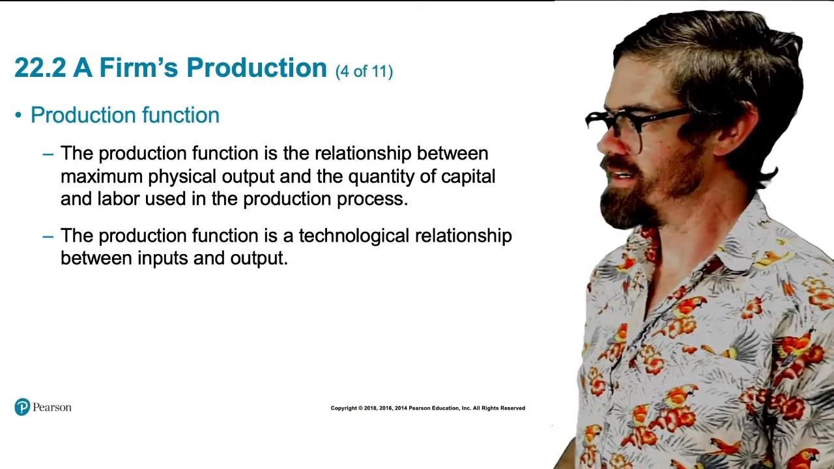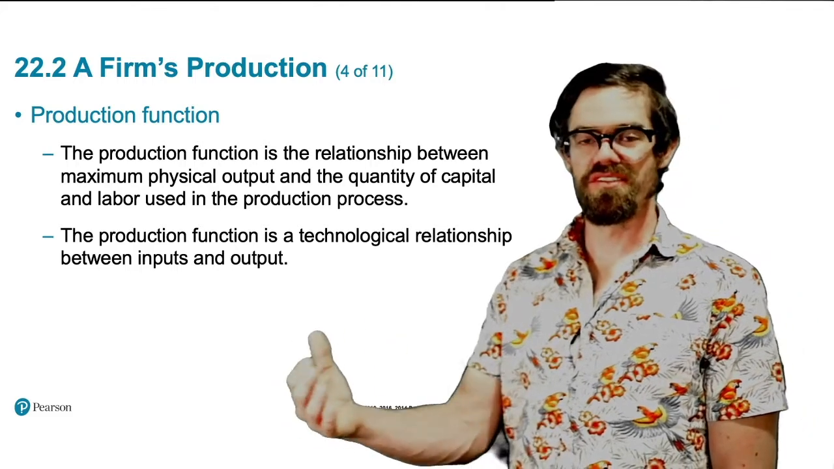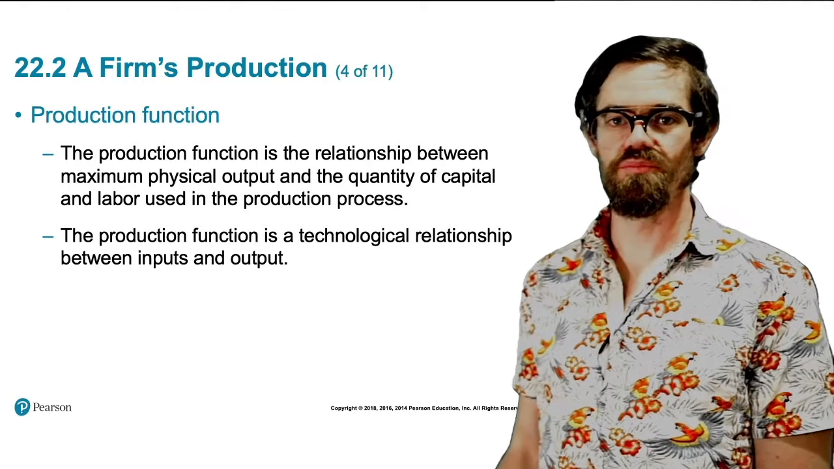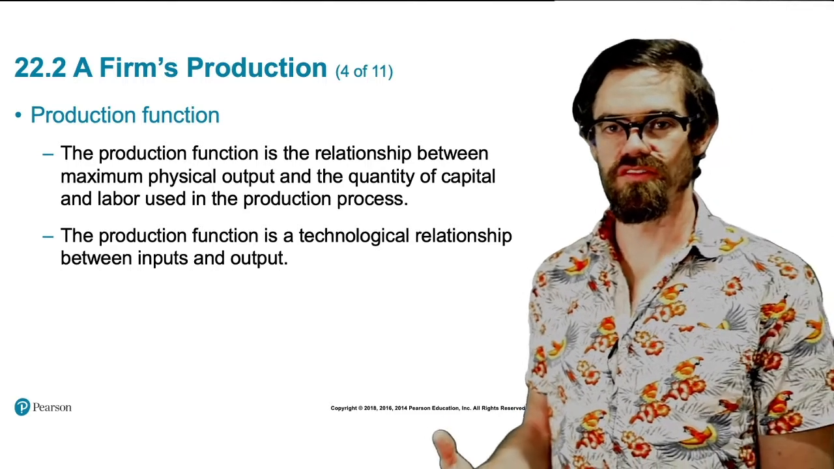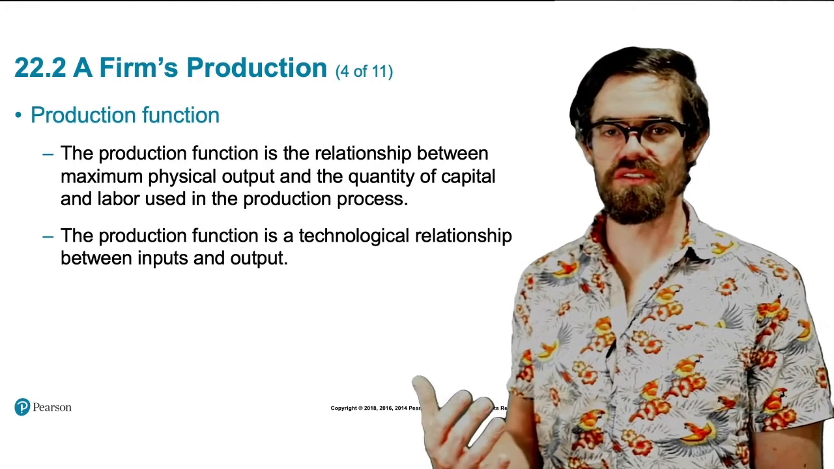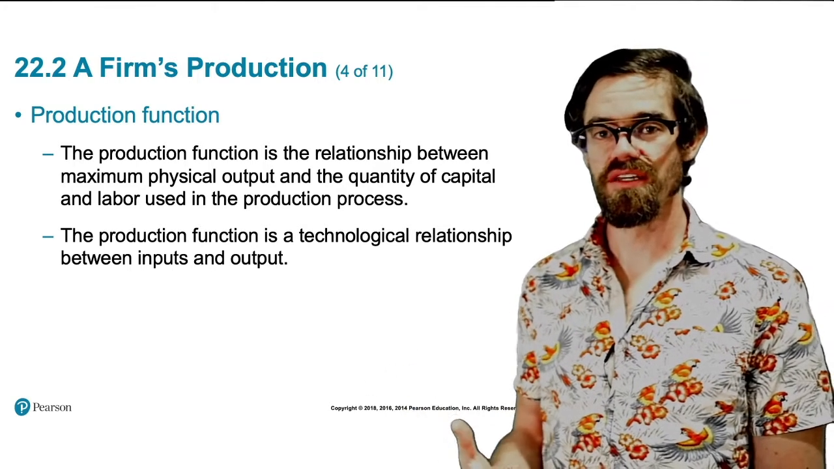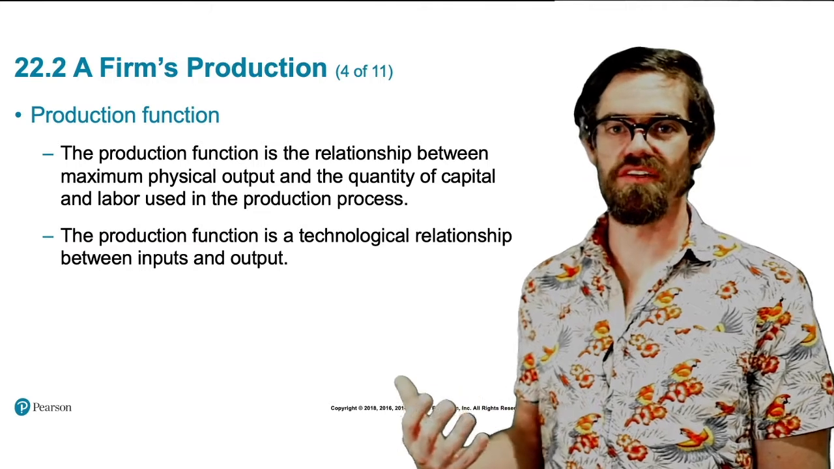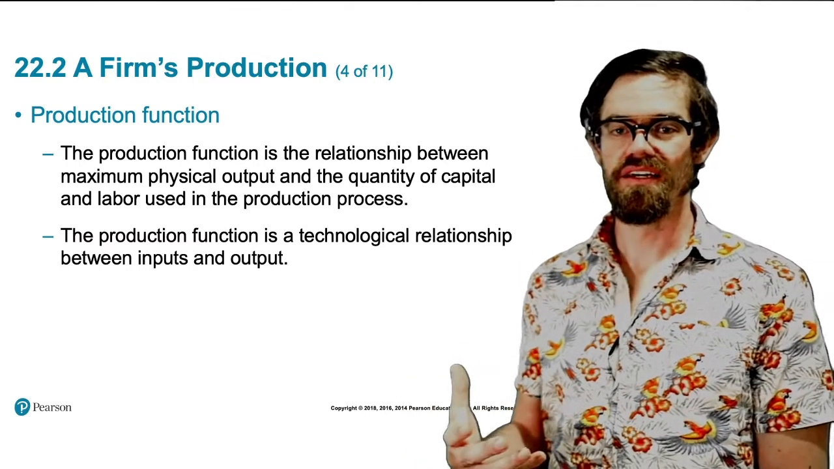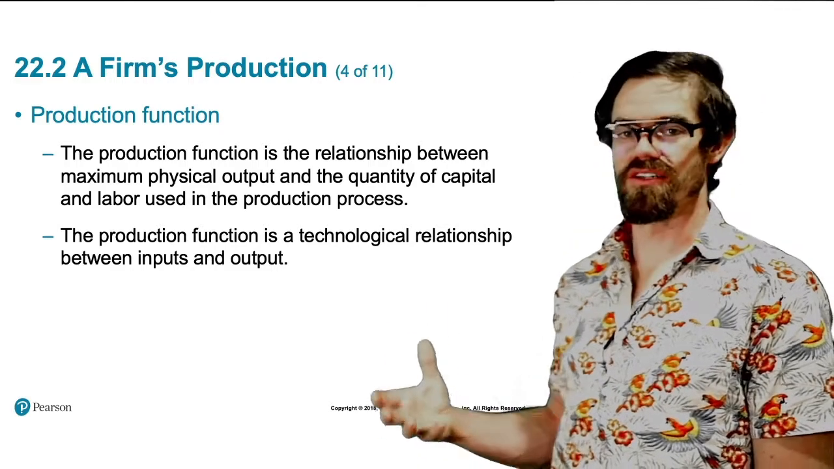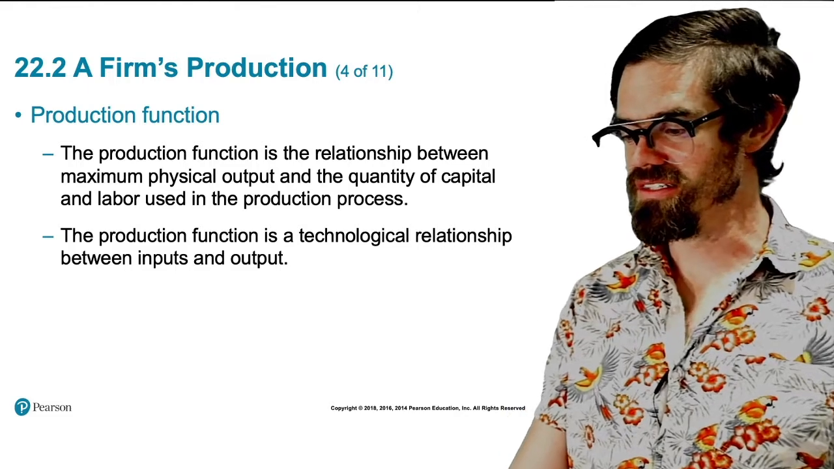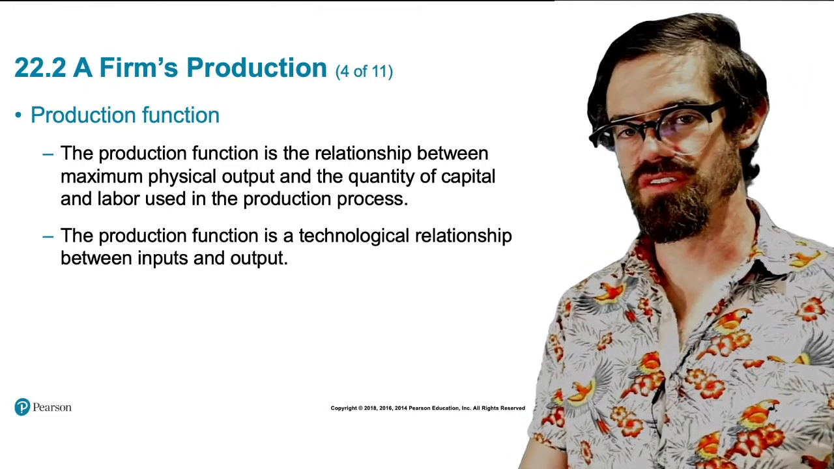So this is really telling us about the technological relationship between inputs and outputs. If you'll recall, I've talked about the fact that technology in economics means more than just computers and electronics. It has a broader definition. It's basically the knowledge of how to produce something, and that knowledge is expressed in the production function. So that's how we tie production functions to technology.